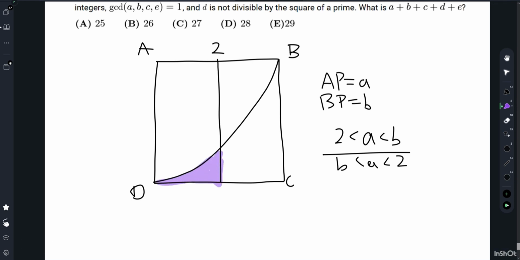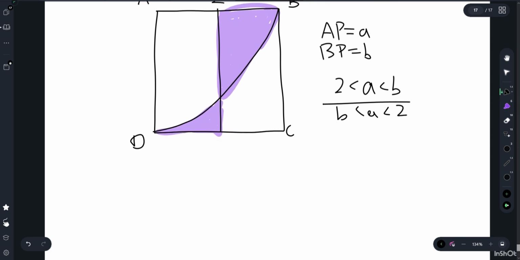And now for case 2, A is greater than B, so it has to be on this side of the figure, and A is less than 2, so it has to be this sector right here. And so now we have figured out what areas we are looking to solve for. So now let's do it.